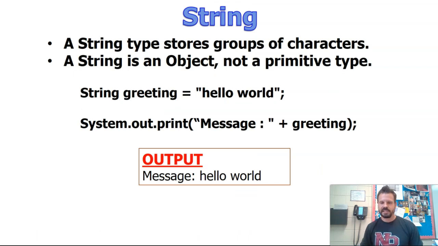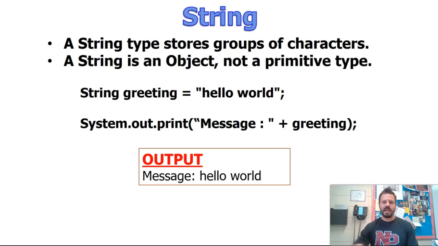And then the last variable type we'll talk about here is a string. We're not going to get into all the details of strings because it's actually more complicated than you'd think. We'll go through that later. A string type stores groups of characters. So we have the character type, and a string is made up of several characters. We won't go all the way into this, but a string is an object, not a primitive type, which will have some different results we'll worry about later.